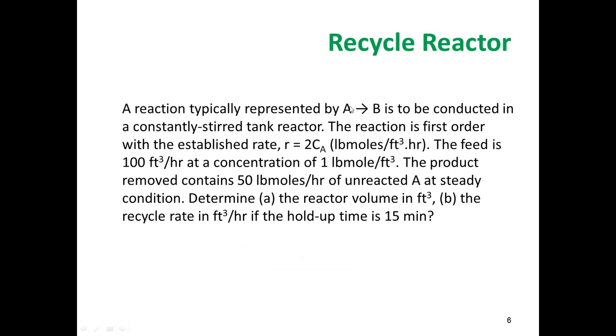Okay, a reaction typically represented by A being converted to B is to be conducted in a constantly stirred tank reactor. The reaction is first order with the established rate R equal to 2 Ca. Now, the units are pound moles per cubic feet per hour. The feed is 100 cubic feet per hour at the concentration of 1 pound mole per cubic feet. The product removed contains 50 pound moles per hour of unreacted A at steady condition.